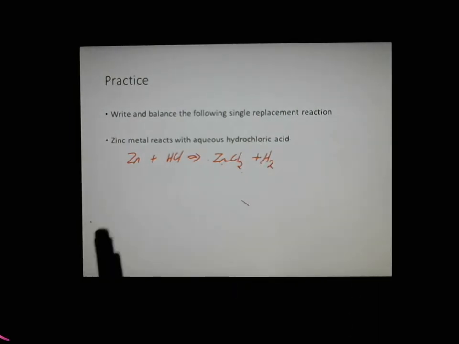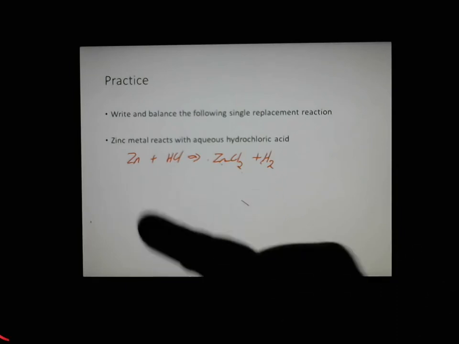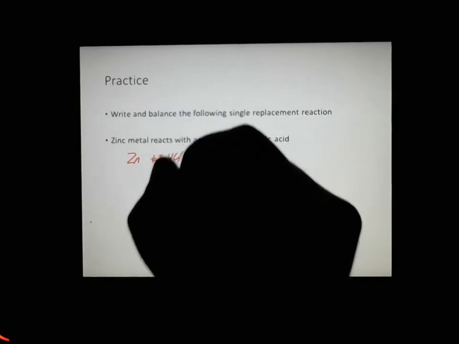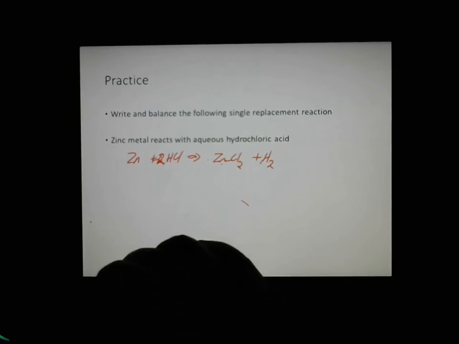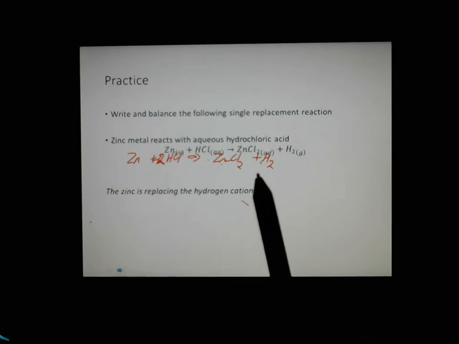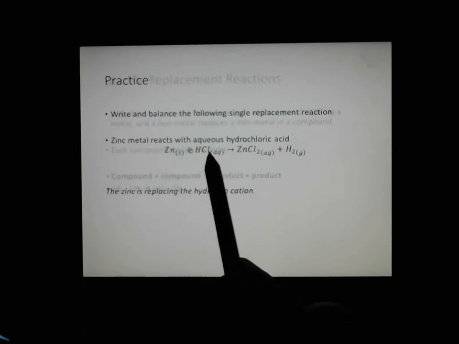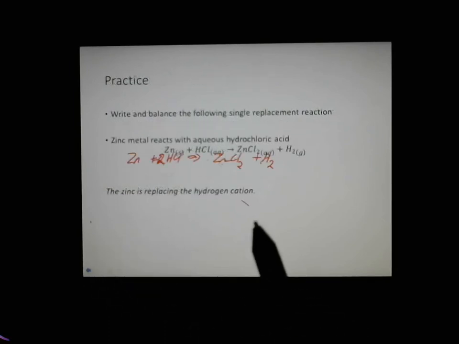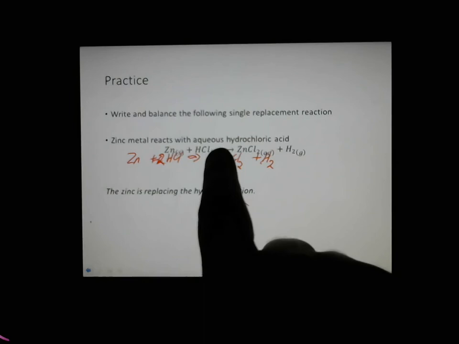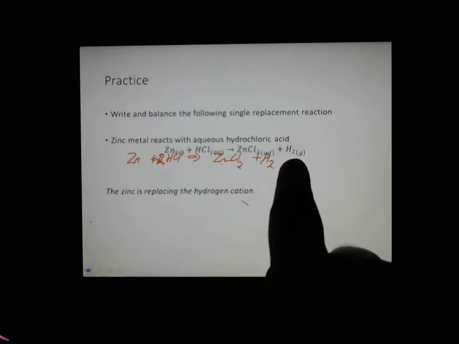So we've got one zinc, that's good. One hydrogen, 2 hydrogens. Okay, so we're going to need some more hydrogens. Let's slap a 2 here. 2 hydrogens, 2 hydrogens, 2 chlorines, 2 chlorines. So that balances off now. We can see here the zinc plus the hydrochloric acid gives us zinc chloride plus H2.